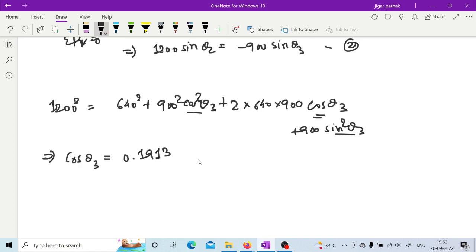So when you solve this, as you are not having any sign when you are solving this, we have to consider both the possibilities for theta 3: 79 degree or 281 degree.